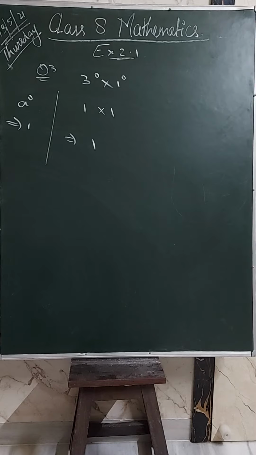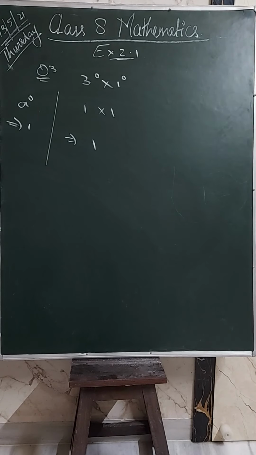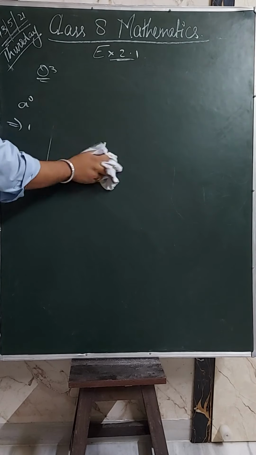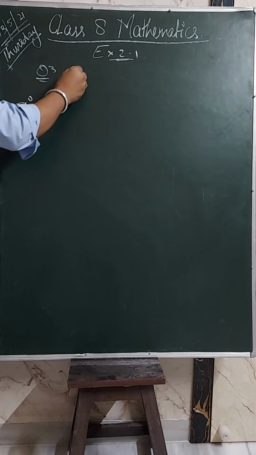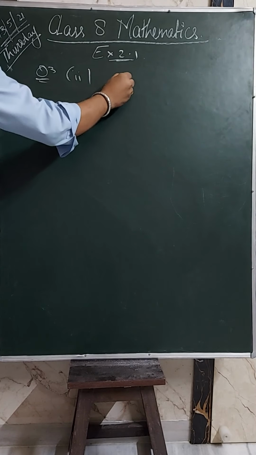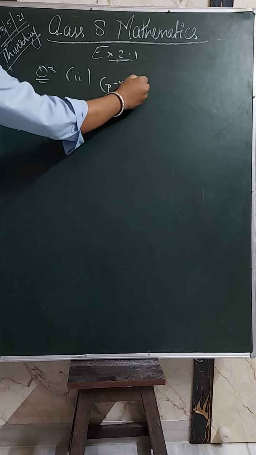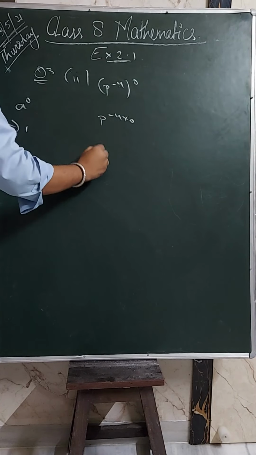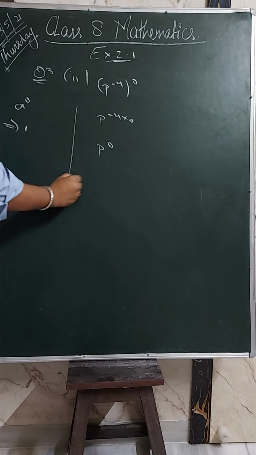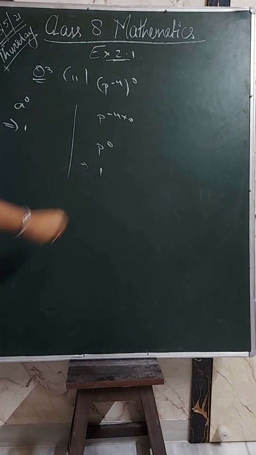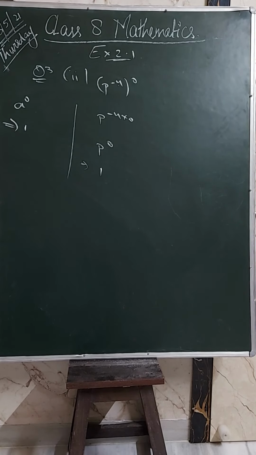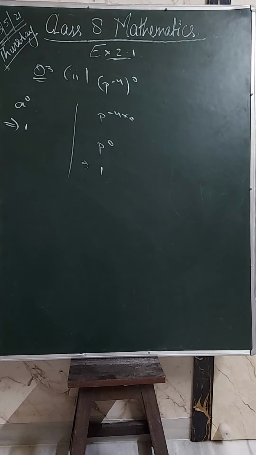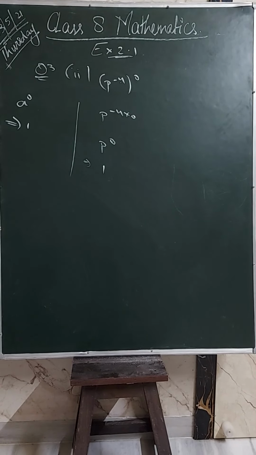Second part, p minus 4 whole power 0. This means it will be multiplied, so minus 4 into 0, p into 0, and we know the answer: anything power 0 is 1. This is the answer. Now the third part, an important part, the third one.